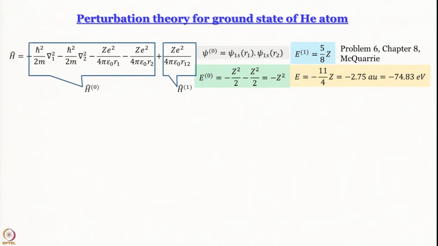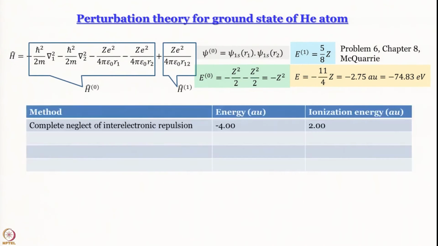Is that good or is that bad? Actually, it is not all that good. So, let me now show you another compendium of results. Remember, when we had completely neglected inter-electron repulsion, the energy that we got in atomic units was minus 4. Here at least we get minus 2.75. First order perturbation theory calculation gives us minus 2.75 atomic units.